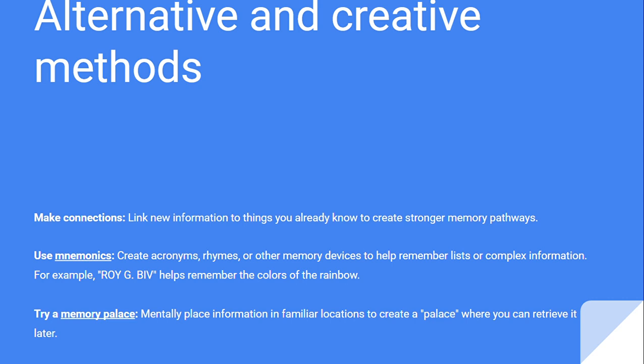Also using mnemonics, creating acronyms, rhymes, or other memory devices to help remember lists or complex information, like Roy G. Biv for the order of the rainbow colors, which we already went a little bit more in depth about. And then try a memory palace, which is mentally placing information into familiar locations to create a quote-unquote palace where you can retrieve it later.